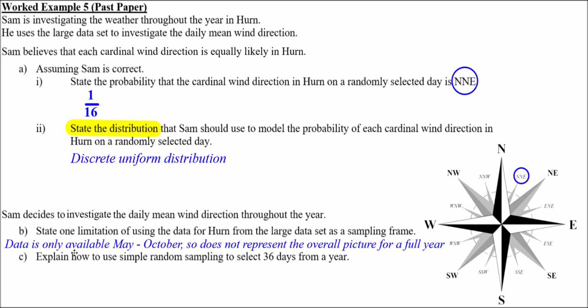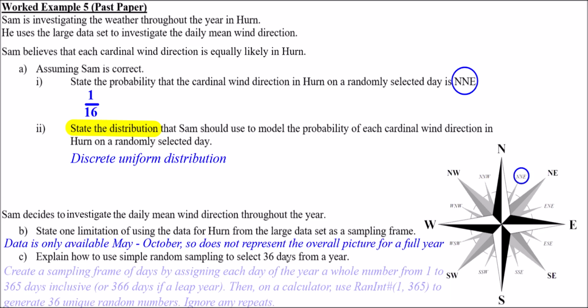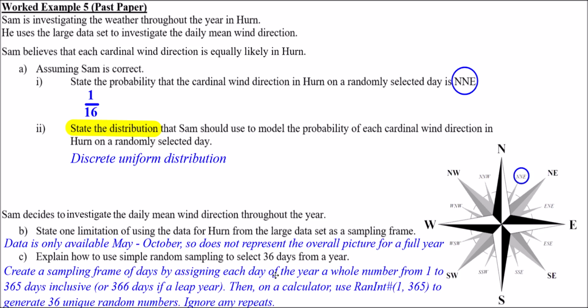Finally, for part C, we have to explain how to use simple random sampling to select 36 days from a year. There's a few ways of doing this, but I think the easiest is to just go with the calculator description. So we'd create a sampling frame of days by assigning each day of the year a whole number from 1 to 365 inclusive, or if it's a leap year you're in or he's in, could be 366 days, including the 29th of February.